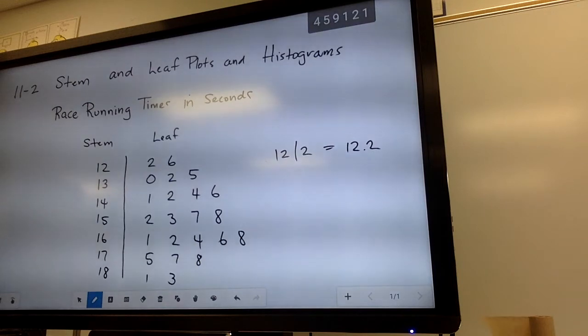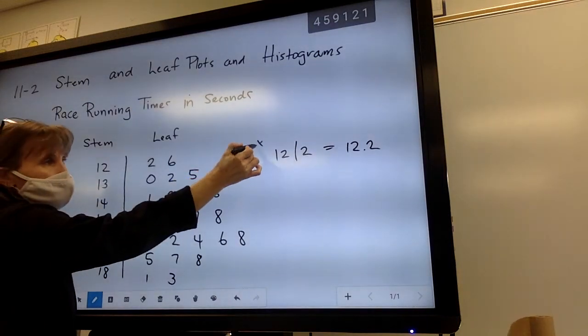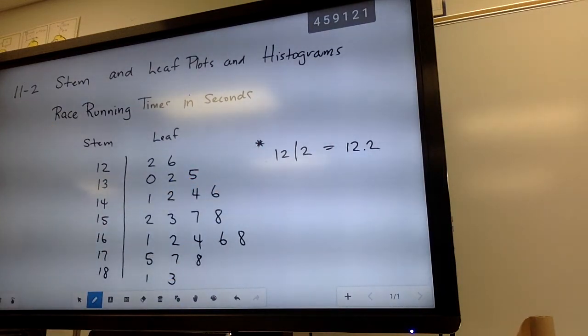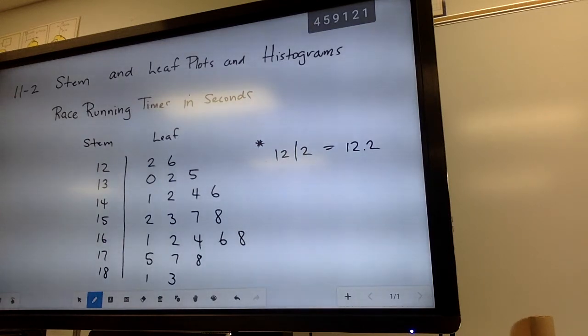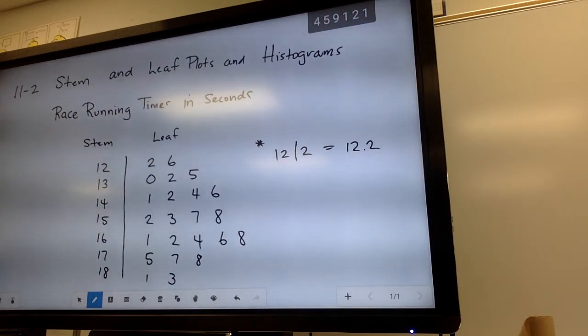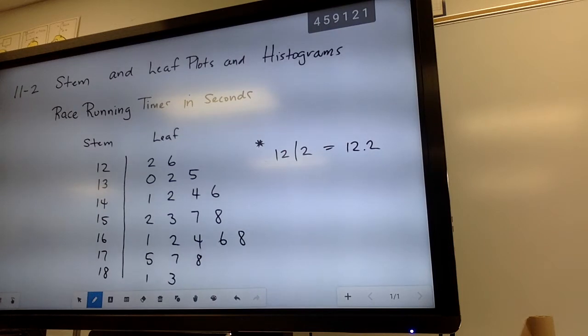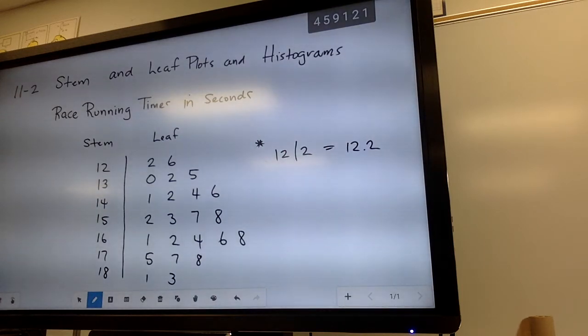All stem and leaf plots should have a key to them so that you understand what the numbers are representing, how to read the numbers. In this case, they're decimals. I wouldn't know that without the key.